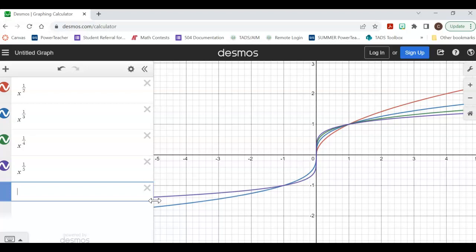So which one are you looking at? X to the what power? The 1/2 power, so that's the square root of x. Okay, so that's x to the 1/4 power, or the 4th root of x. That's the one in red and green. What about them? They're kind of similar.